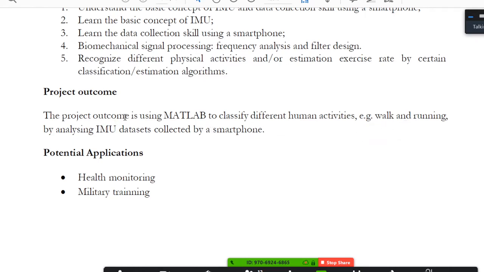And this outcome is what we want: to use MATLAB to classify different human activity by analyzing IMU data. Maybe this one is the highest requirement. You don't need to get this outcome, just the rate, the basic rate. Okay, so that's my explanation for the second project.